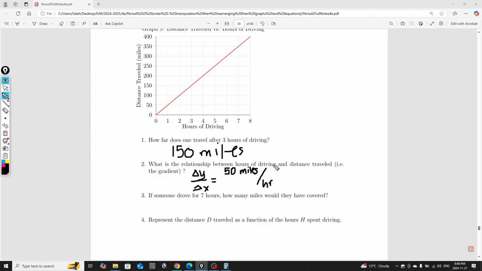So there's your slope. If someone drove for 7 hours, how many miles would they have covered? Well, you have it on the graph, right? But you also know that you're traveling 50 miles each 1 hour, so 50 miles times 7 is 350. But you do have it on your graph, right? So you're just going to find hours of driving 7, and then go up to your graph, and go across to the corresponding y value, right? That corresponding y value is 350, so 350 miles.